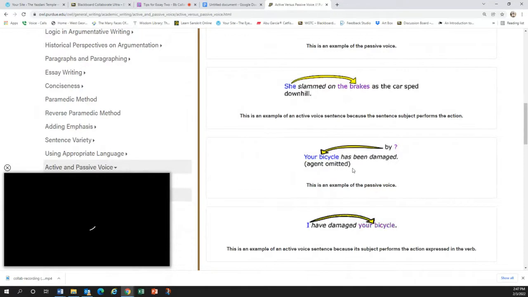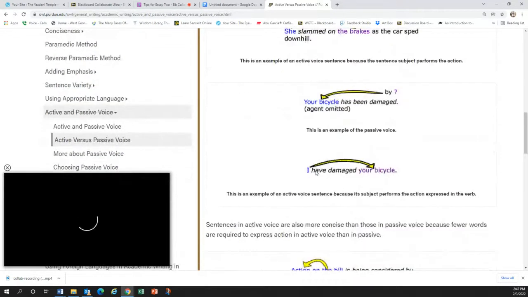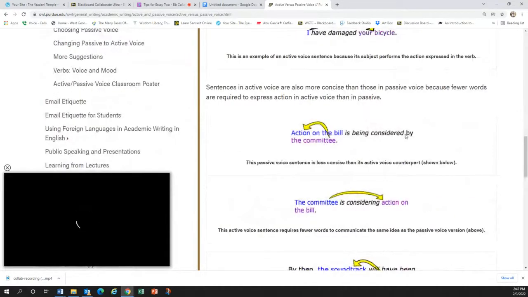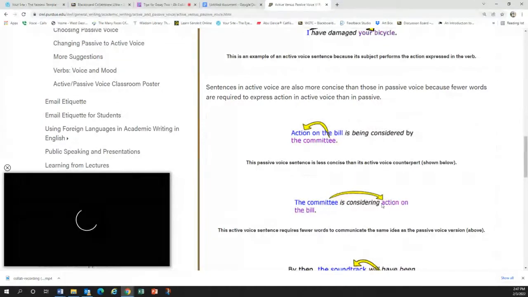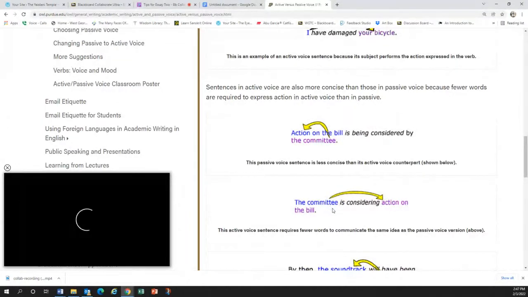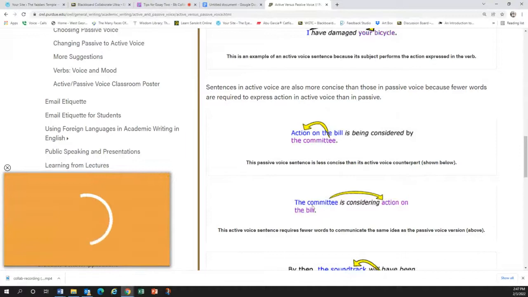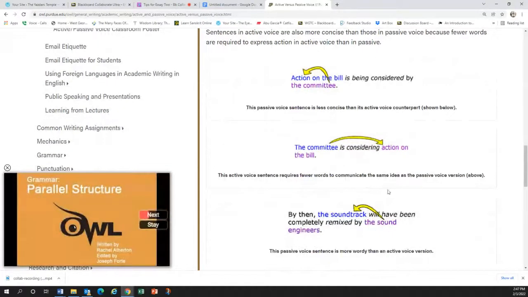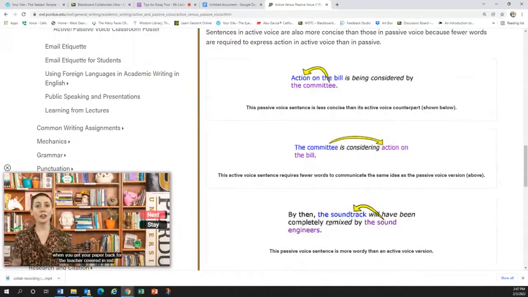I guess he works for the CIA. That's a joke. And then, so actually the agent was I. I have damaged your bicycle, right? Action on the bill is being considered by the committee. The committee is considering action on the bill. Sometimes it doesn't really shorten it very much, but it does make it stronger because the subject performs the action, and that carries with it a more assertive tone.